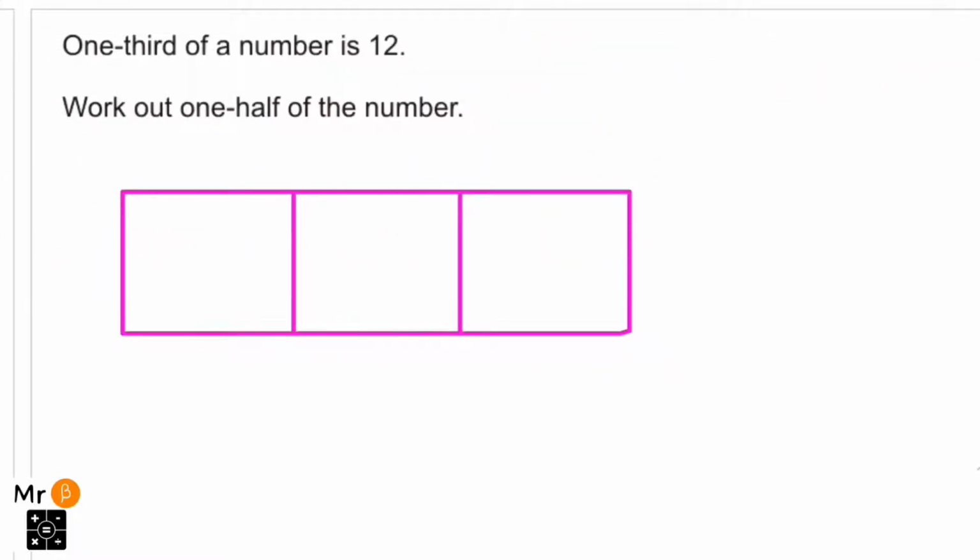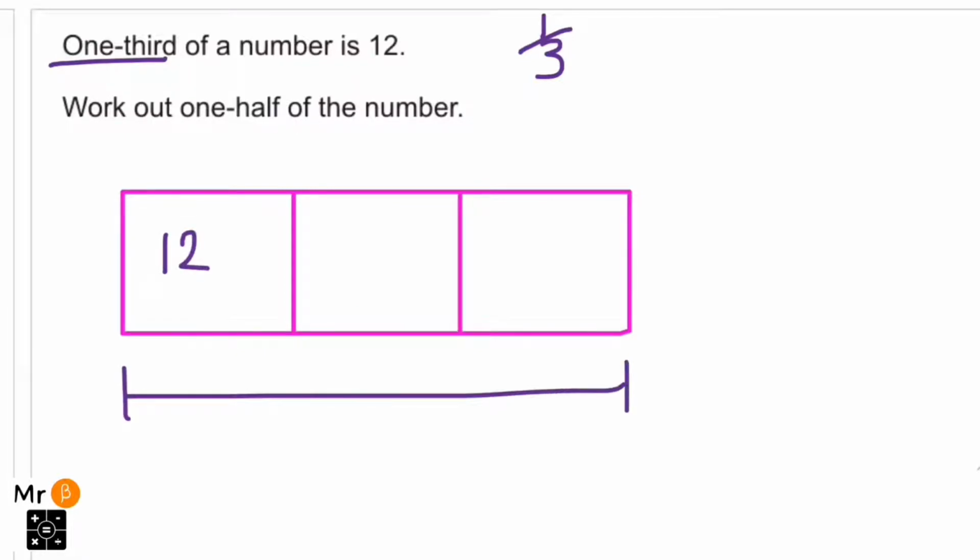Question 2. Slightly different worded question, but using the same technique. So again, for this question, I'd recommend drawing out a diagram. I've drawn 1 bar and I've split it into 3 pieces because we are looking at what 1/3 is. And it tells us that 1/3 is equal to 12. And we want to work out what the whole number is.